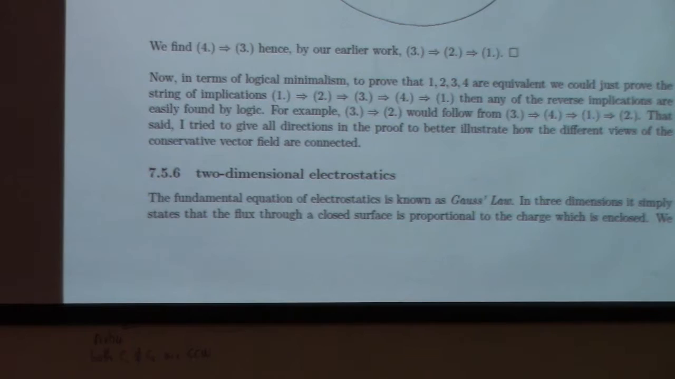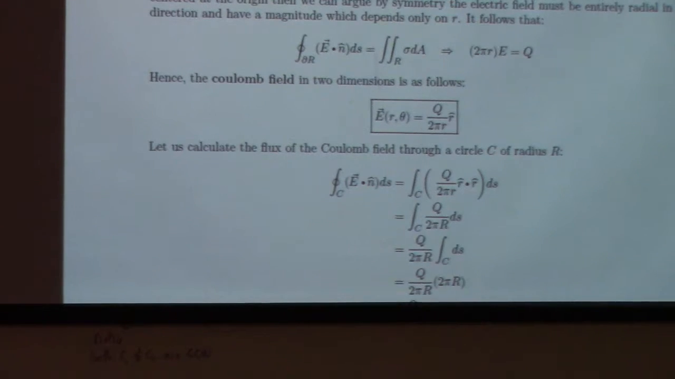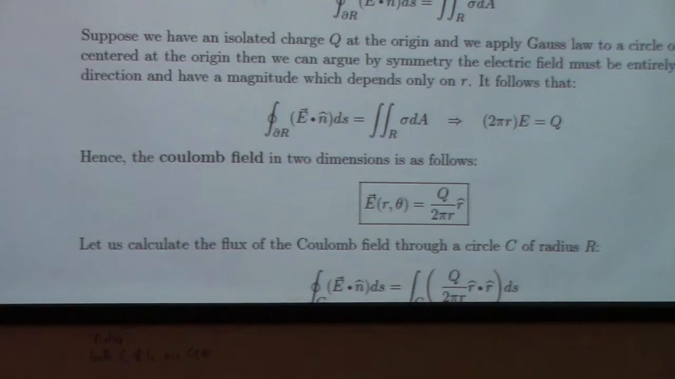So two-dimensional electrostatics. The fundamental relation would be Gauss's law, that the flux is due to the charge enclosed through a specific curve. So I pick a particular simple closed curve in the plane. The flux through that curve should be proportional to the charge enclosed.